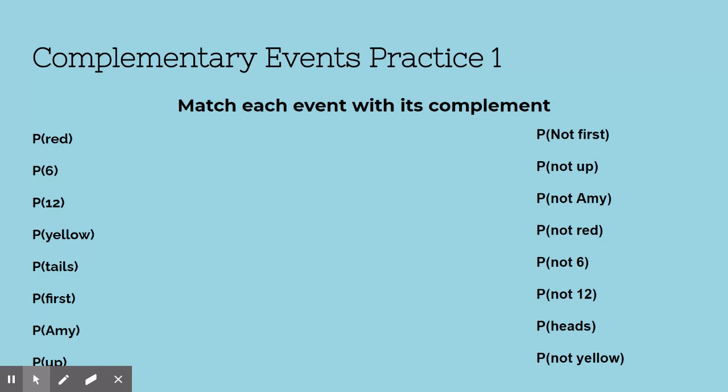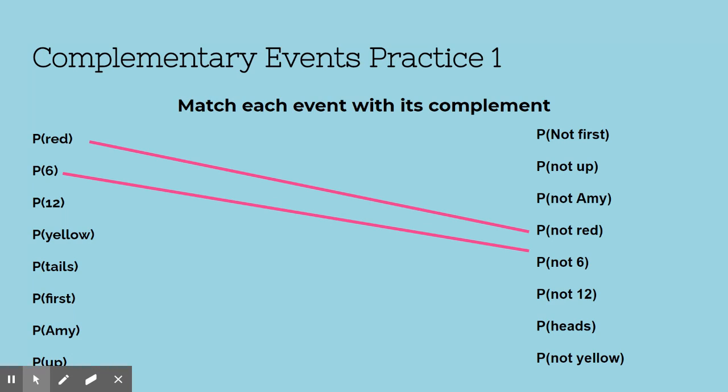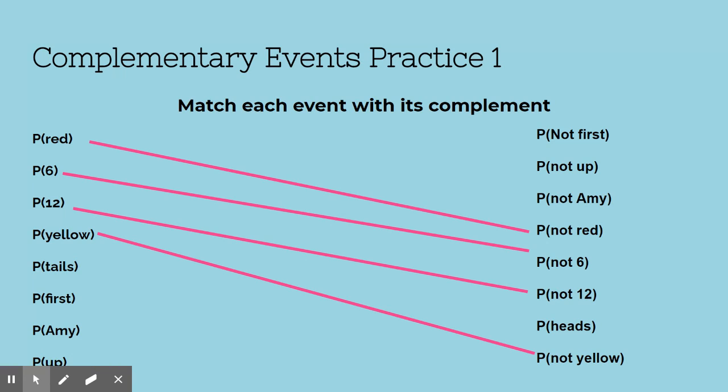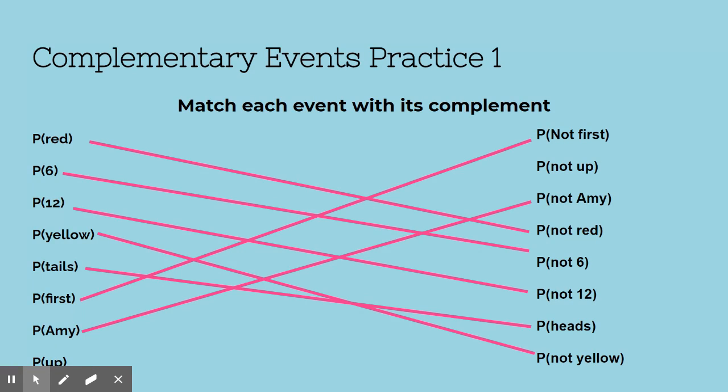So we're going to quickly match each event with its complement. In this case, we have probability of red, and that's going to match with the probability not red. The probability of 6 will match with the probability that it's not 6. Probability of 12, not 12. Yellow, not yellow. Tails, heads, first, not first. Amy, not Amy. Up, not up.